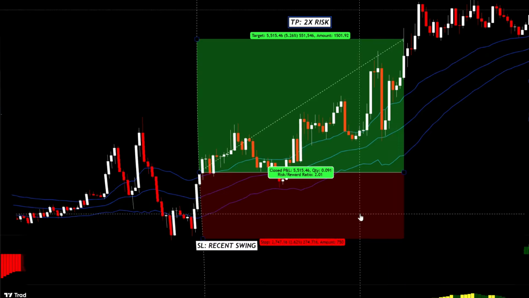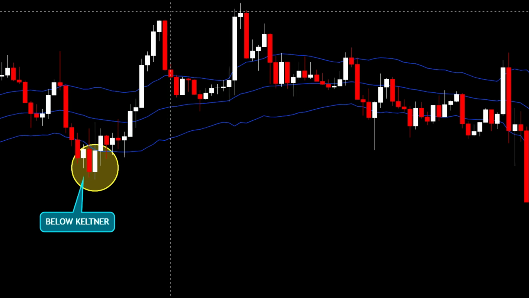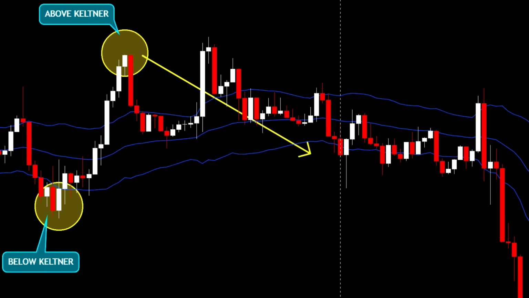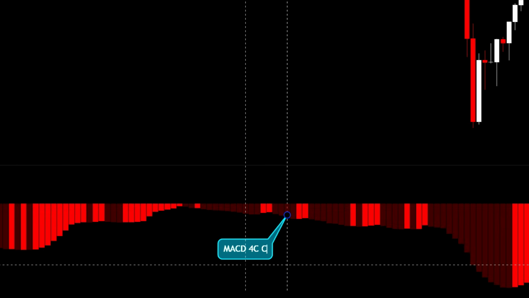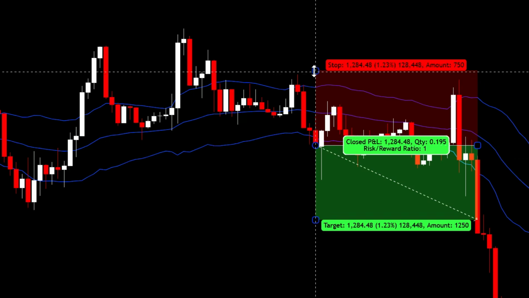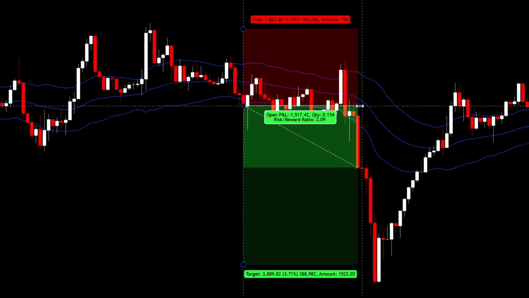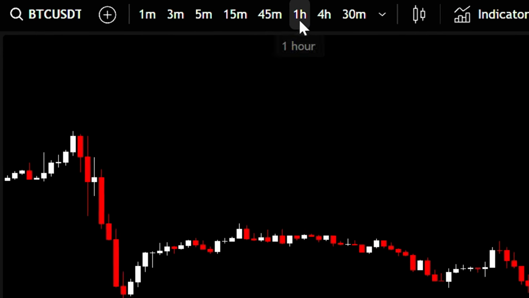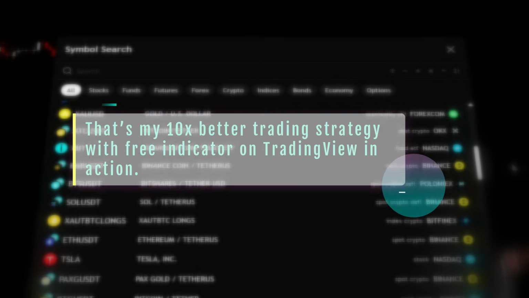Now, let's flip it. Price is below the Keltner. I wait for it to poke above it and then drop back under. When a candle closes under the lower band and the MACD4C is red, that's a sell signal. That works on all time frames. Really. I personally like the 1 hour chart for BTC, and that's my 10x better trading strategy with free indicators on TradingView in action.